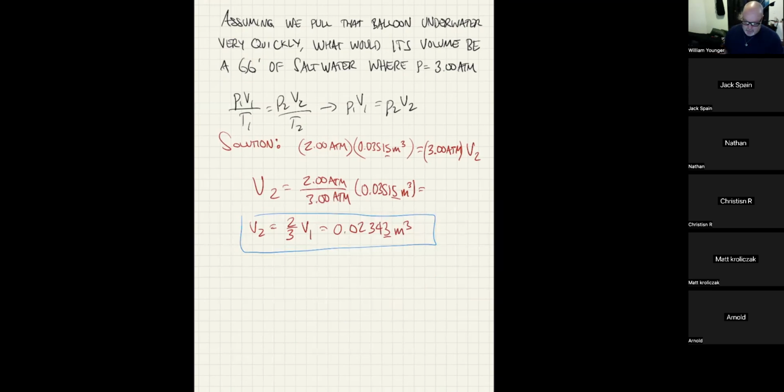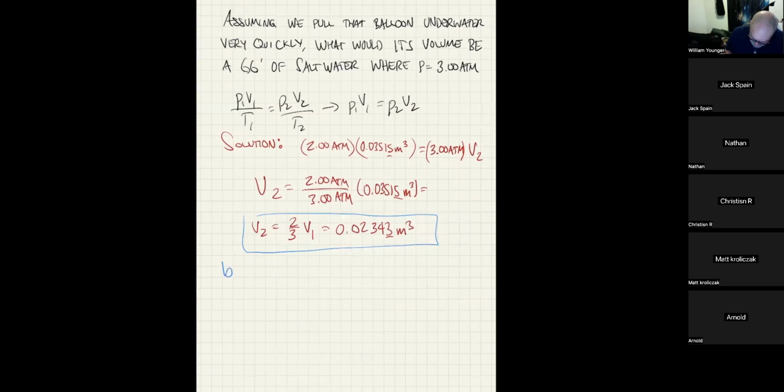Now, if we actually did what Nathan and I were talking about, we could say, let's let this be part B. If the balloon reached temperature equilibrium with the water, T equals 10.0 degrees Celsius, what will be the new volume?